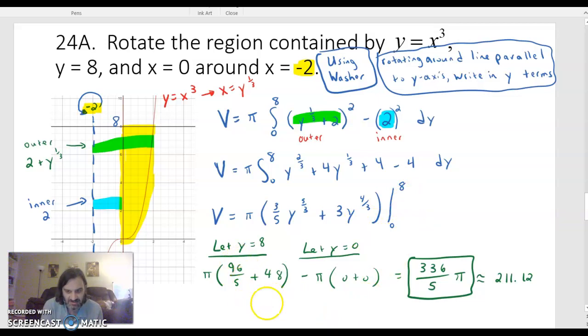Plug in 8. We get, after cleaning everything up, 336/5 pi. Plug in 0, we get 0. So our volume will be 336/5 pi. That's approximately 211 if you like decimals. We're trying to quantify how big that is.